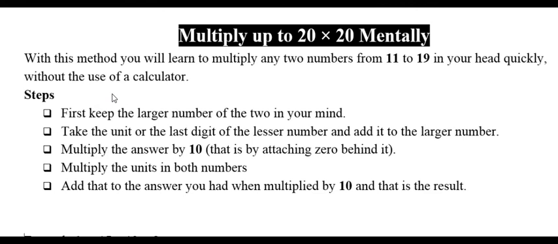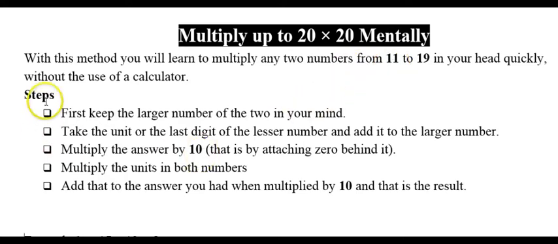The next we want to look at is multiplying up to 20 by 20 mentally. Now what we want to do here is learn how we can multiply two numbers from 11 to 19 in our head without a calculator. That means we want to look at something like 13 times 14 or 11 times 13 or 17 times 19. That means all numbers between 11 and 19, if you are to multiply them, what will be the result?